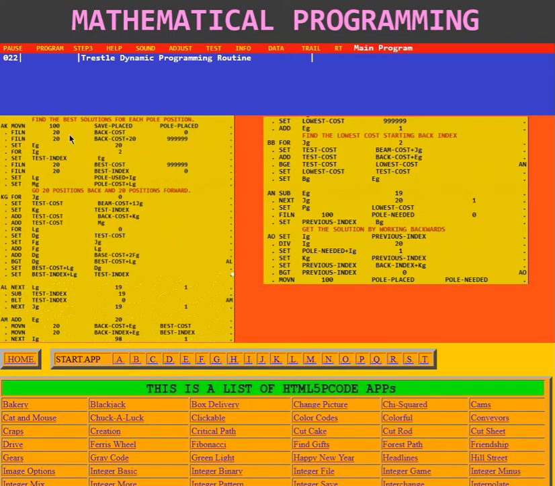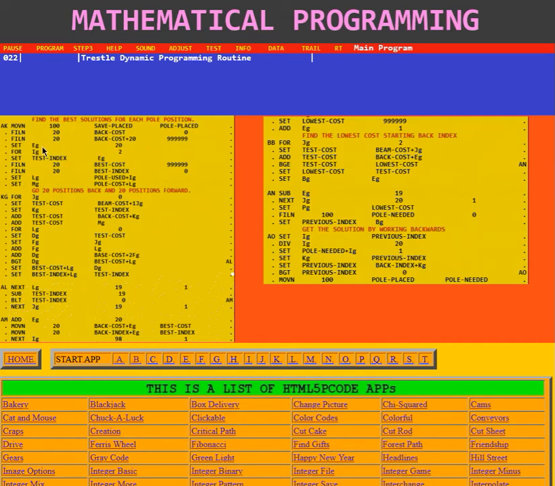Then it fills numerically 20 positions at base cost with 0. That's to indicate when we start there is no back cost. Next, it fills the 20 numeric positions at back cost 20 with a very high number. The first pole it's going to look at is at offset 20.